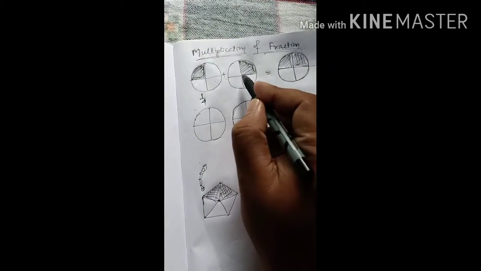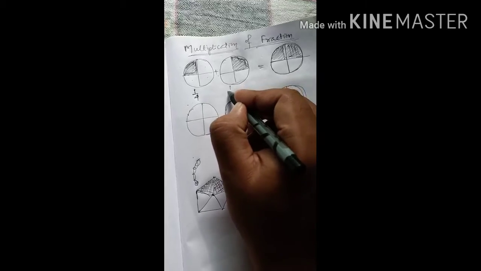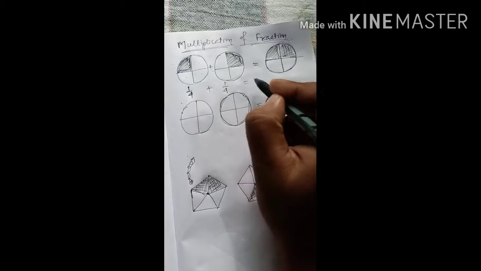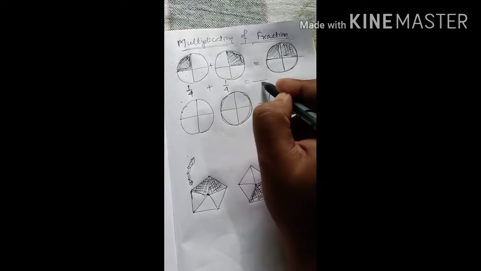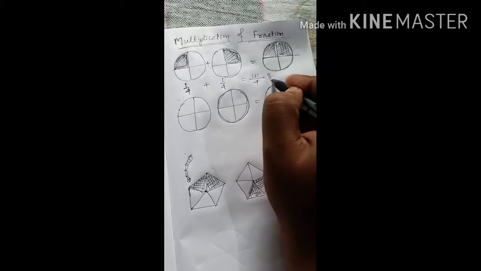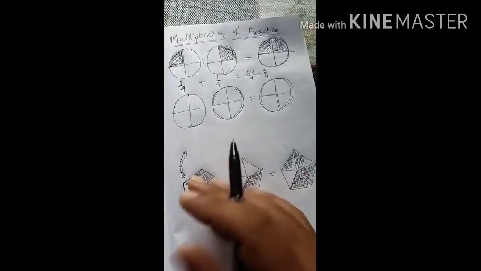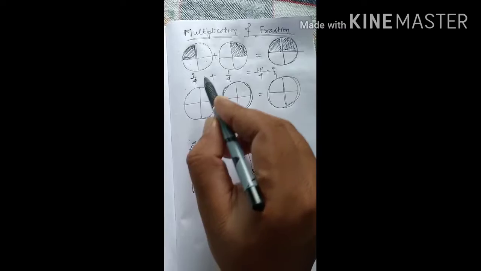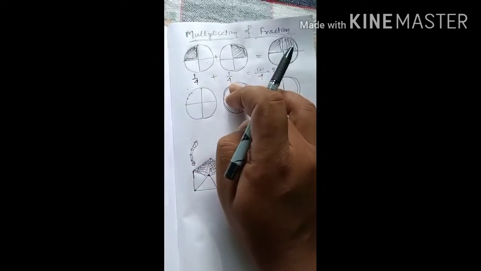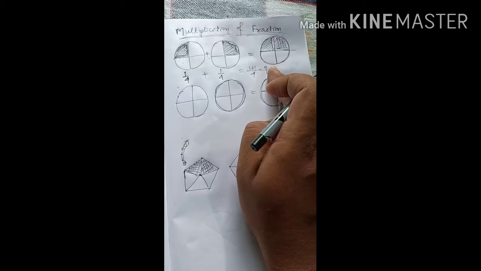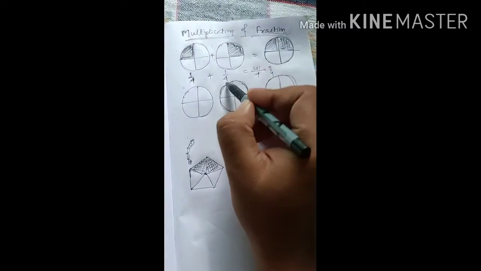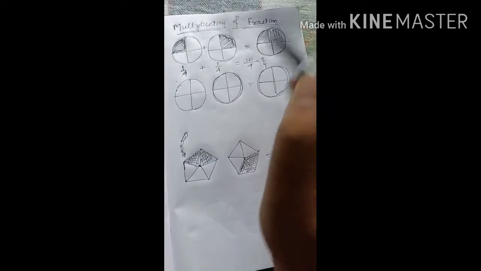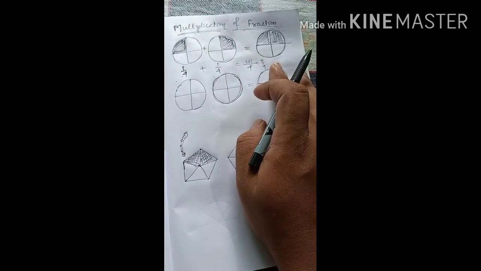And here also, out of 4 equal parts we have taken one part, so we can write it as 1 by 4. So 1 by 4 plus 1 by 4, how much will it be? 1 plus 1 is 2, so 2 by 4. Here we have just added the two fractions to get the resulting fraction. If we add 1 by 4 and 1 by 4, we get 2 by 4. In this way we can get the result by addition.